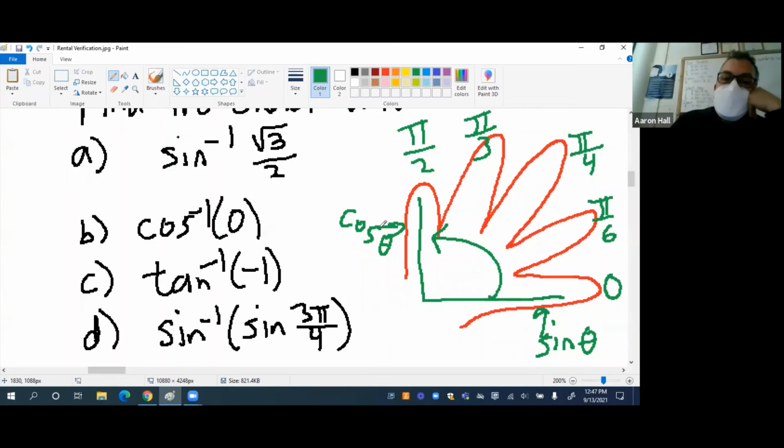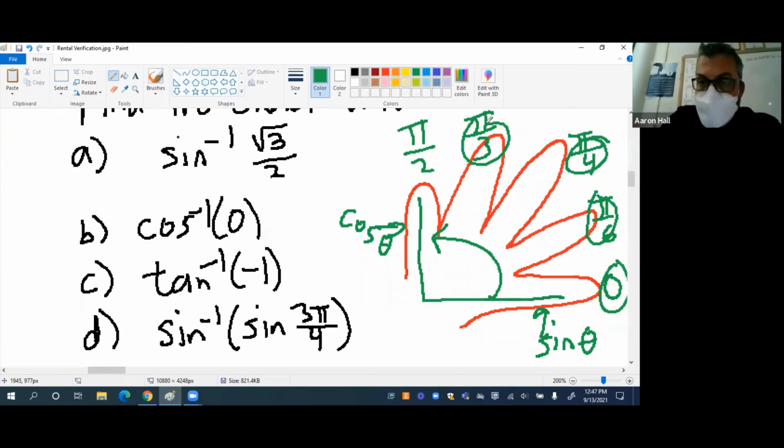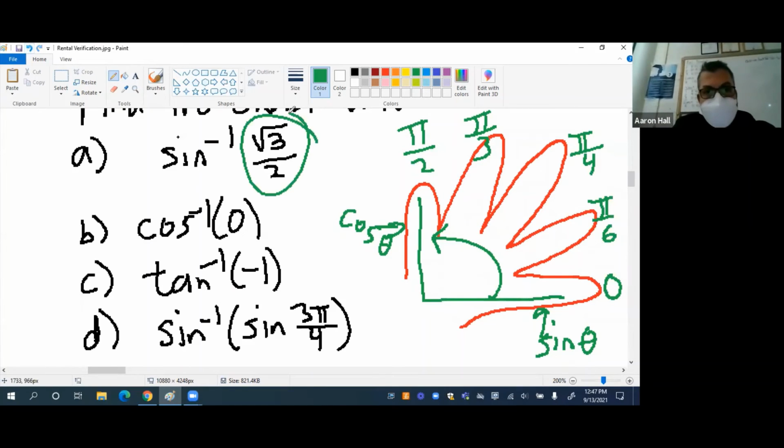So I want to figure out the inverse of sine of the square root of 3 over 2. What am I trying to figure out? All inverses, all inverse trigs. What am I trying to figure out? The angle. This is what I want to figure out. How do I recreate that? What finger do I need to put down to recreate this?